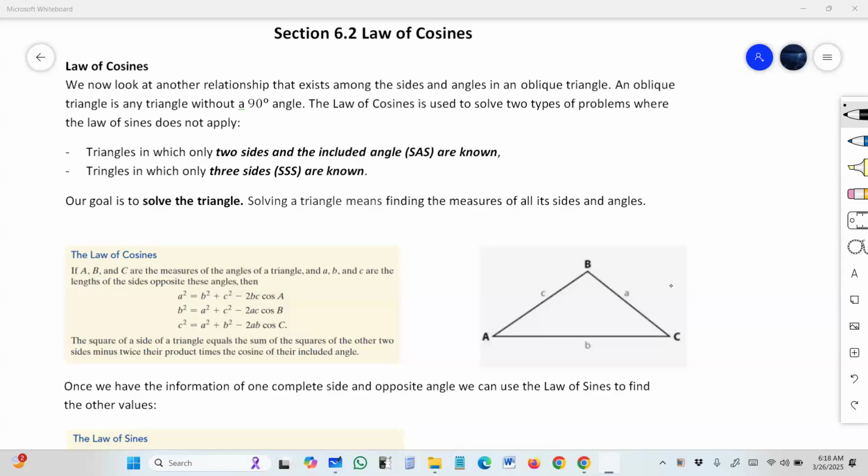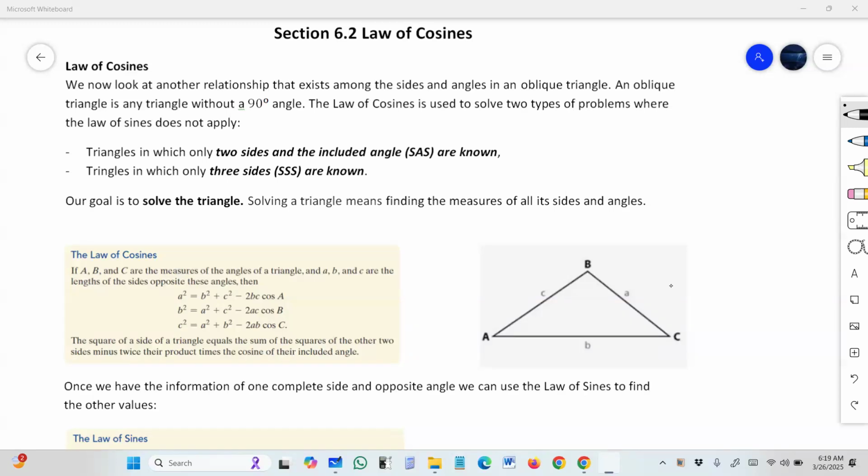Hi, hello everyone. So this is the video dealing with section 6.2, law of cosines. This is the only video associated with this section. Its section is very small. And in this topic, it's a continuation from 6.1, which is the law of sines. And the law of cosines is needed under special circumstances.